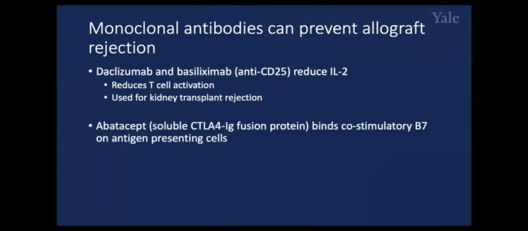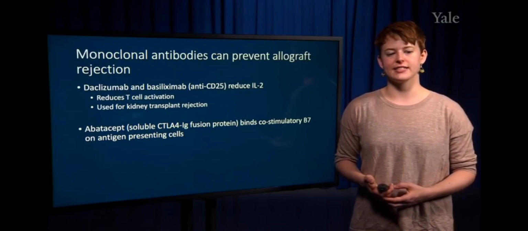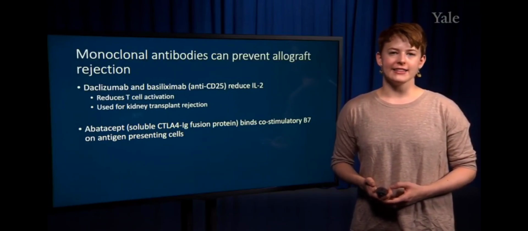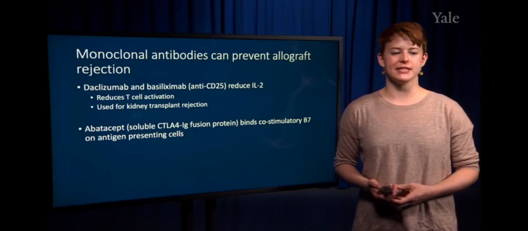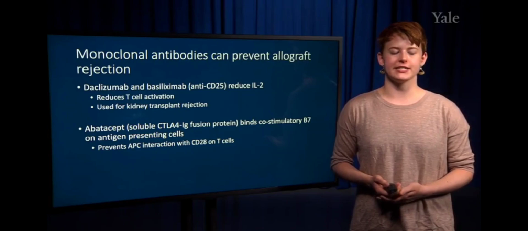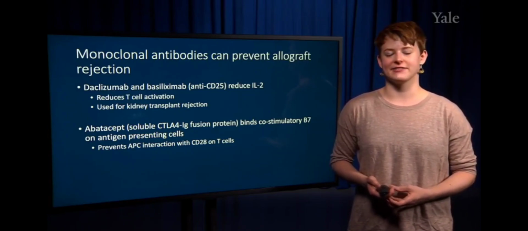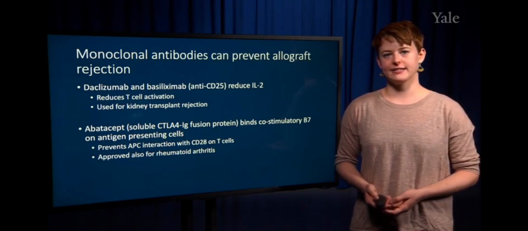Then, the next example is not a pure monoclonal antibody. Instead, it's still a biologic, but it's a fusion protein. This is a soluble CTLA4 protein that's fused to an immunoglobulin. And this can bind to the co-stimulatory B7 molecules on APCs, and this will prevent those antigen-presenting cells from interacting with the CD28 on the surface of T cells. So this is approved as well for rheumatoid arthritis. It helps dampen the T cell response.